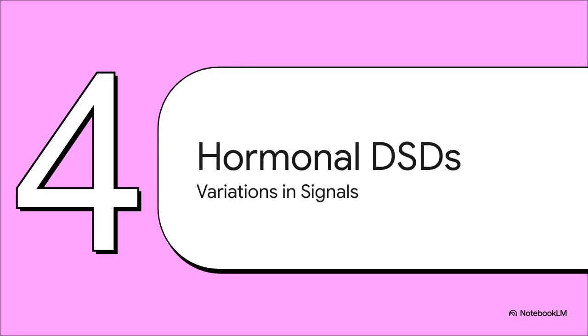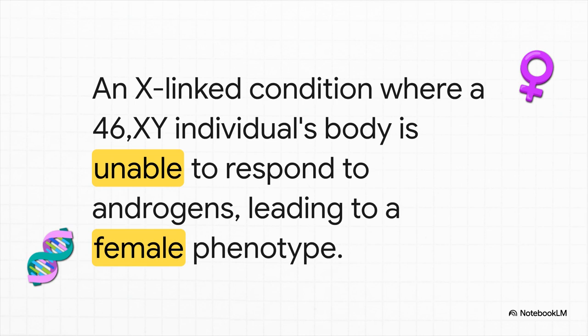All right, let's totally switch gears. We've just seen what can happen when the genetic blueprint itself is different. But what happens when that blueprint is typical, but the body's chemical signals, the hormones, get all mixed up? This brings us to the world of hormonal DSDs. One of the most fascinating examples of this has to be androgen insensitivity syndrome, or AIS. And it's fascinating because it perfectly shows the difference between our genes and our actual physical bodies.